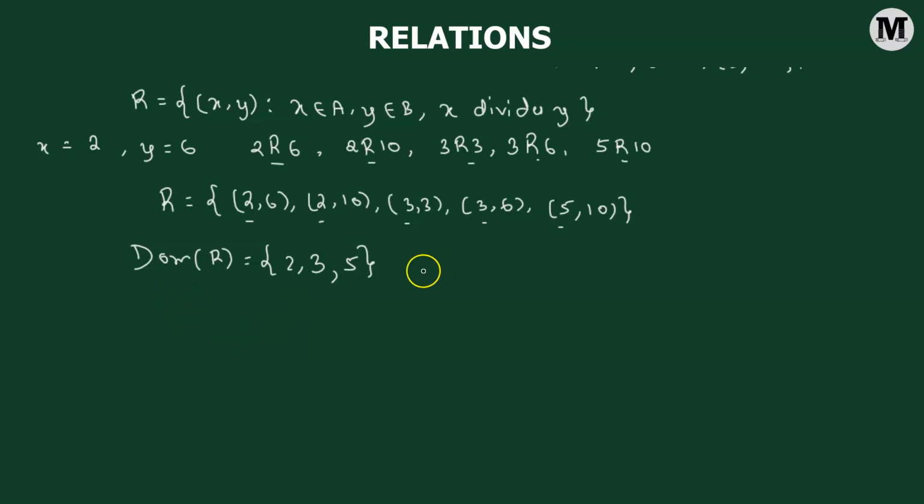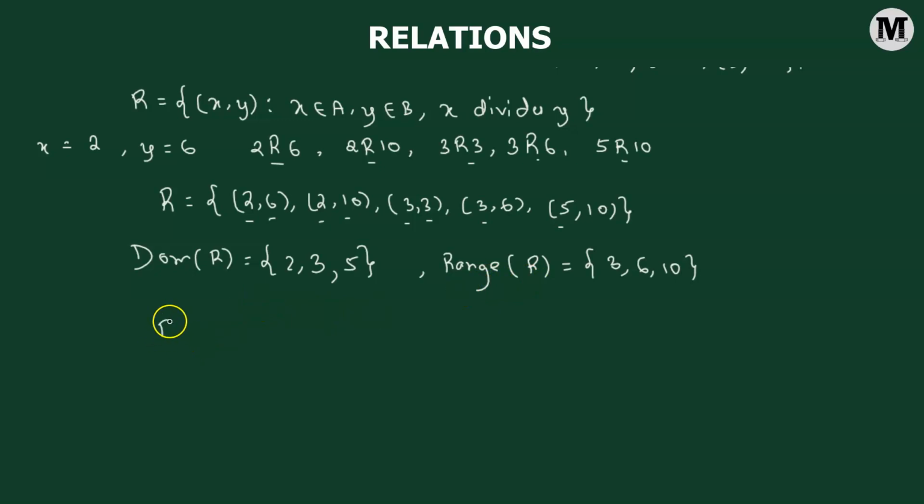Okay, next we need to find out the range of the relation R. The range of the relation R is simply going to be the second element in each of the ordered pairs. So we have 6, 10, 3. So that will be 3, 6, and 10. So these are the elements that belong to the range of the relation R.